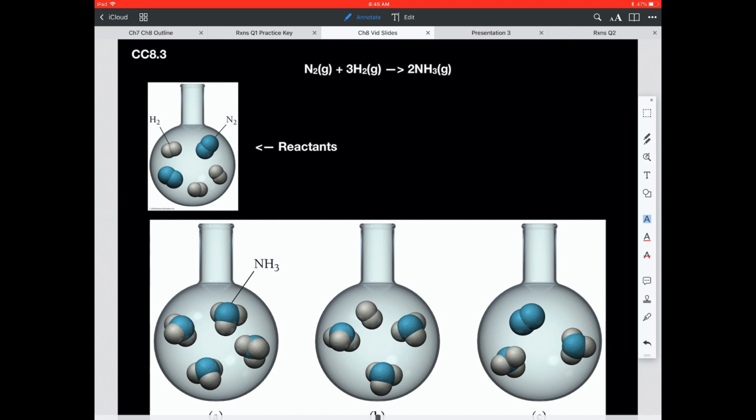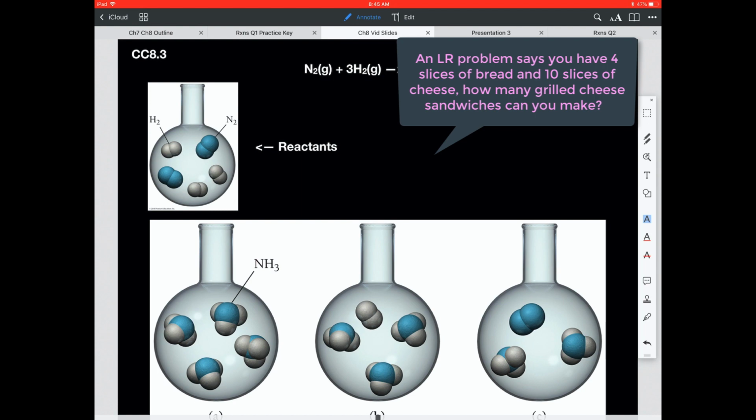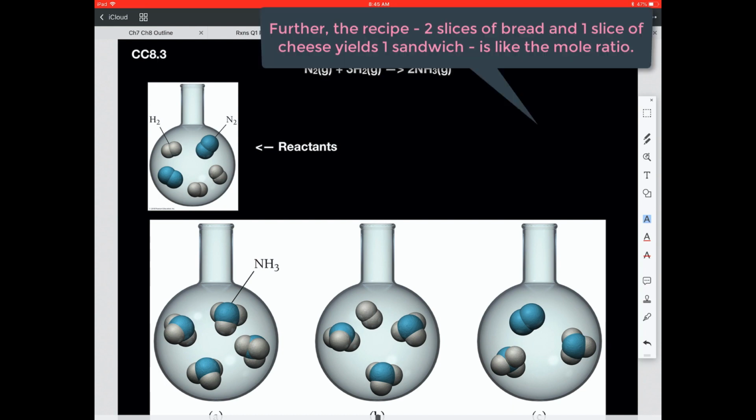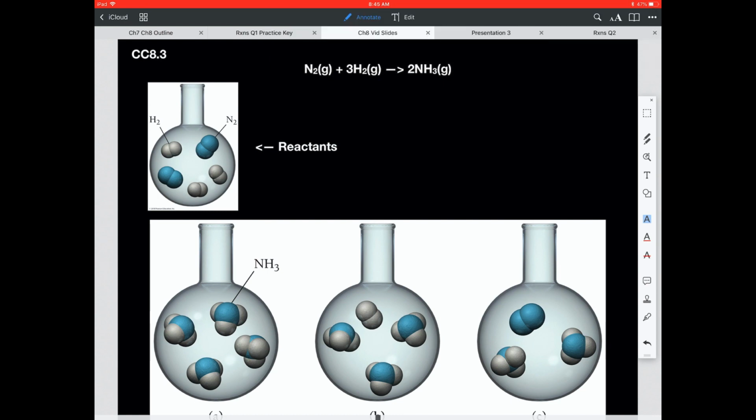Your book goes through the example of pancakes, which is a good example. If you only have one egg in the refrigerator, it doesn't matter how much flour you have, you are limited by your number of eggs. Same thing if you made sandwiches. If you only had 4 pieces of bread and limitless cheese, you would be limited to 2 sandwiches, because that's what you need to make a sandwich. And the concept of a limiting reactant is exactly the same, except obviously we're going to tie it into our math and mole ratios that we talked about previously.